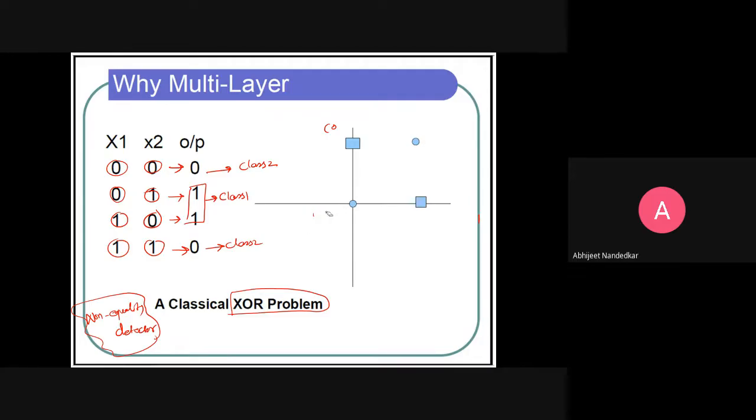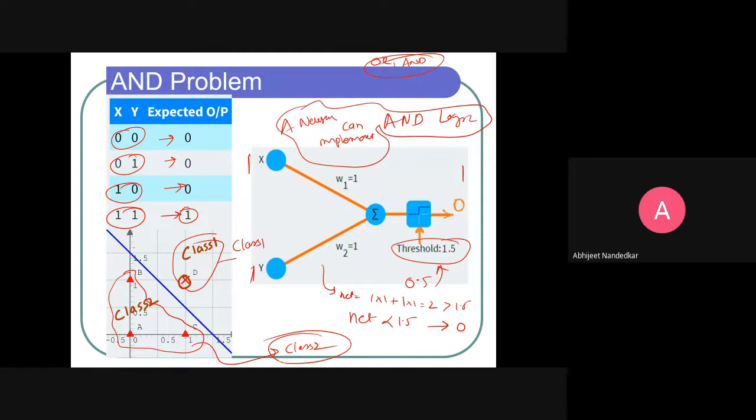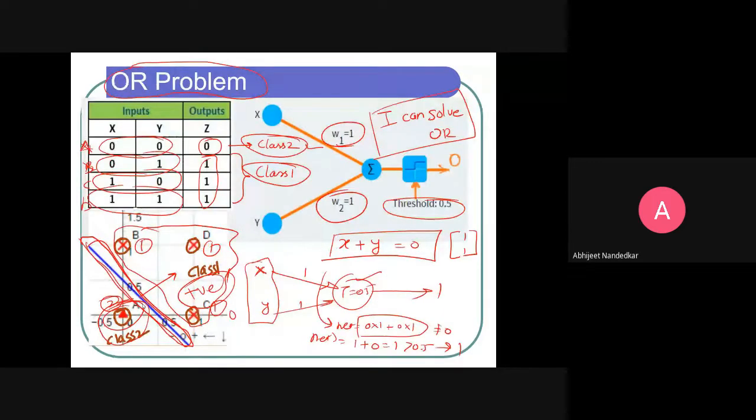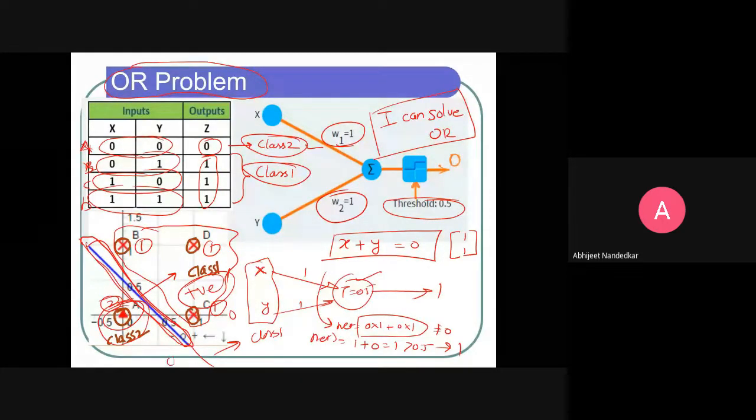In case of AND and OR logic, I was able to draw a simple single line. This side was class 1 and this side was class 2 for the AND problem. For the OR problem, this line was drawn, and this side is class 1 and this side is class 2.